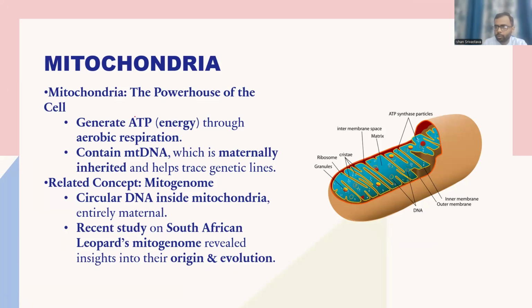If you'd like to know more about mitochondria, it is the powerhouse of the cell. It generates energy through aerobic respiration. It contains mitochondrial DNA, which is less than 1%, but it is mostly inherited from the mother because it's there in the cytoplasm. If you have some idea about mitochondrial replacement therapies, you know that mitochondrial DNA is mostly inherited from the mother. So mitochondrial diseases also are mostly inherited from the mother only, right?